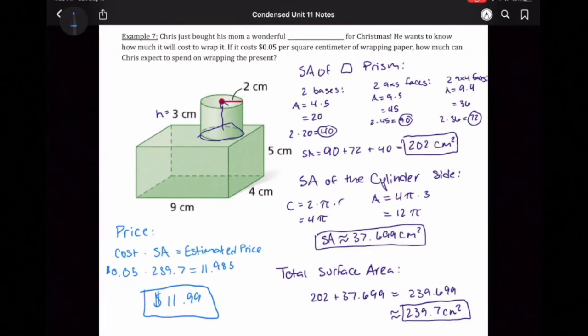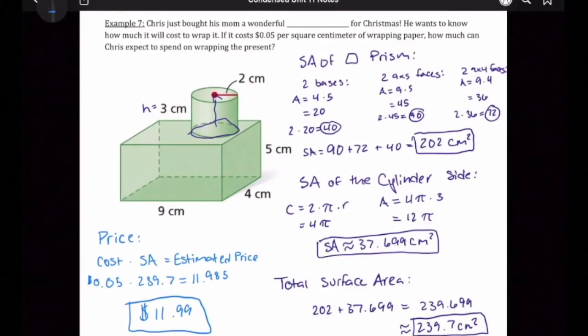All right, that is where we're going to stop for today. We'll pick back up with section 3 covering volume.